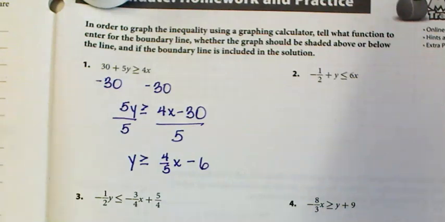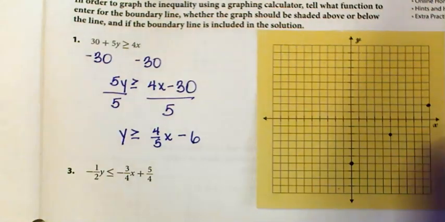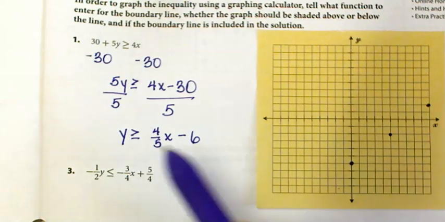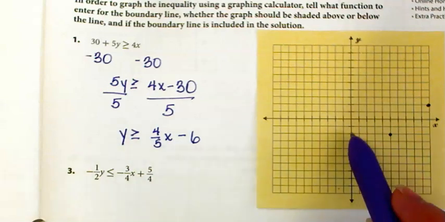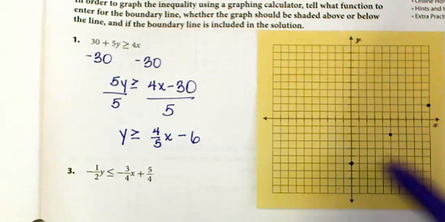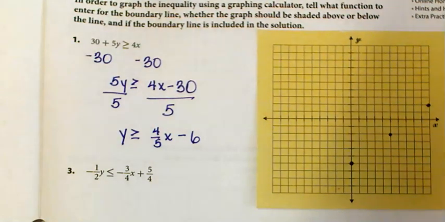Then what I'm going to do is graph that. And I'm going to cheat a little bit. I've already graphed it. I'm going to show you what I did. All right, I started with my y-intercept, -6, and then I just looked at the slope. I went up 4 and over 5, up 4 and over 5. Really only need 2 points, but I got 3, and I'm going to draw my line.